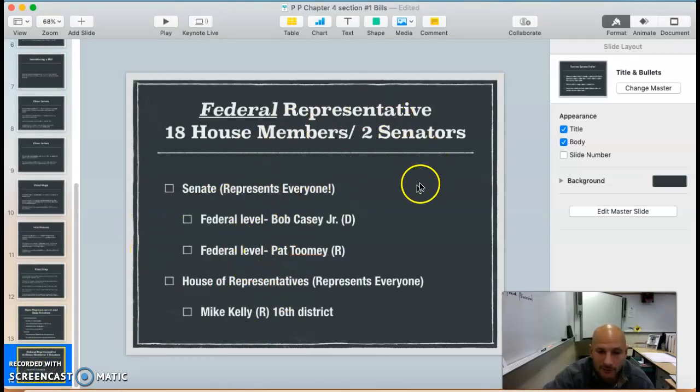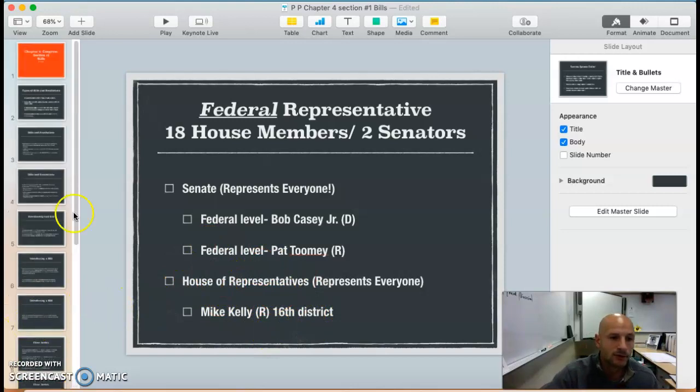Federal representatives, these people represent everybody. There's 18 House of Reps members in all the state of Pennsylvania and 2 senators. The Senate, federal level, these represent everybody: Bob Casey Jr., who's a Democrat, and Pat Toomey, who's a Republican. The House of Representatives member who represents everyone is Mike Kelly, the 16th District. He's a Republican. He represents all of us.